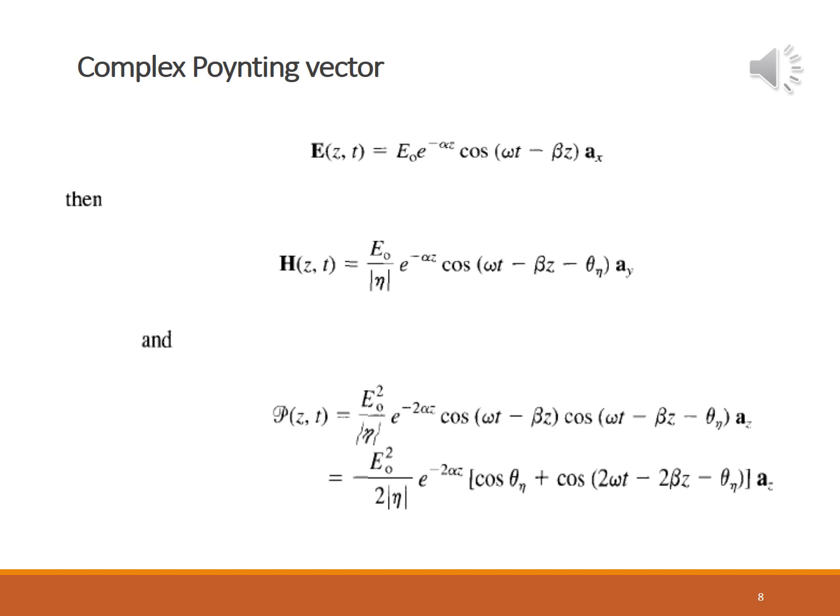Now, how can you simplify this? This is actually of the form cos A cos B. And what is cos A cos B equal to? It is equal to 1 by 2 times cos(A minus B) plus cos(A plus B). So I'm substituting that particular expression here, and when I substitute, I'll get the last expression that is shown on this slide.